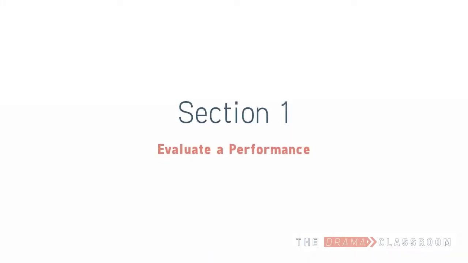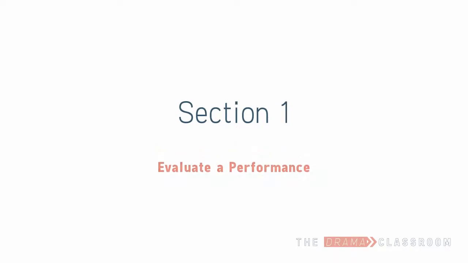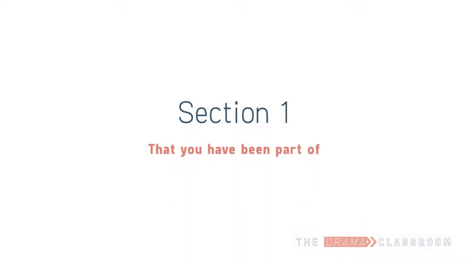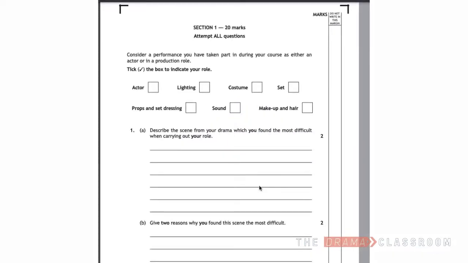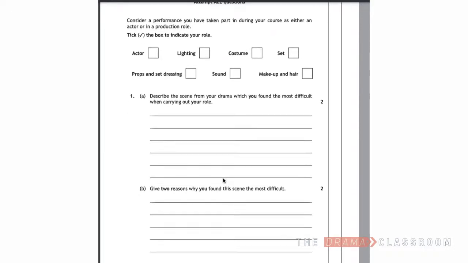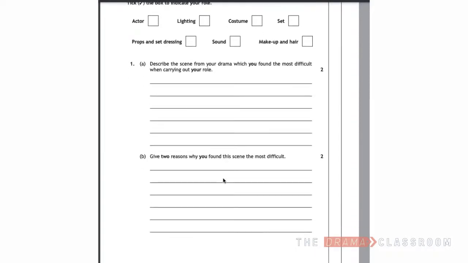Now, with Section 1, you are evaluating a performance that you have been part of, either as an actor or a designer. In that section of the paper, you can achieve 20 marks. You can see here, it says Section 1, 20 marks, attempt all questions. Consider a performance you have taken part in during your course as either an actor or in a production role. You would tick the box and then you would answer these questions either as an actor or as production crew.